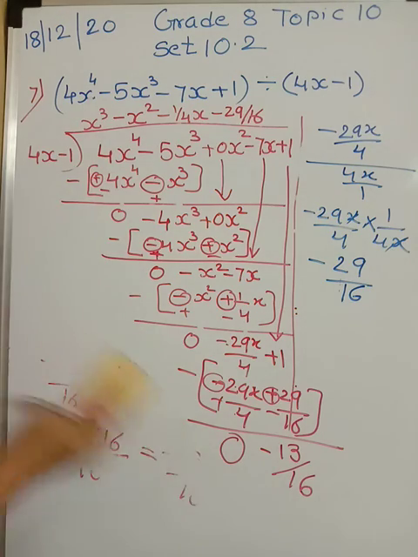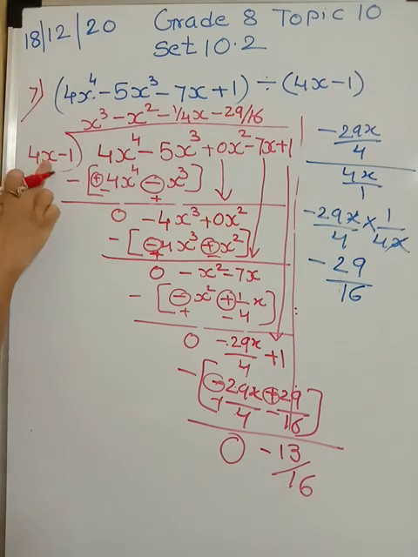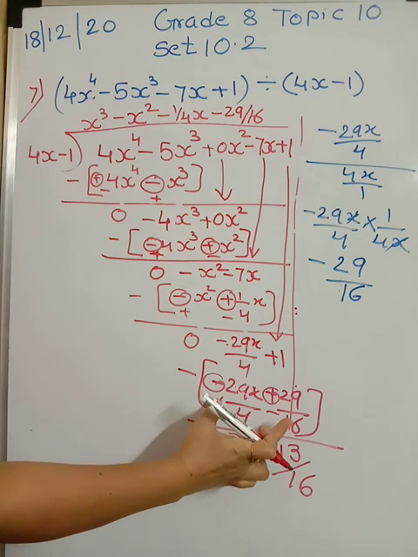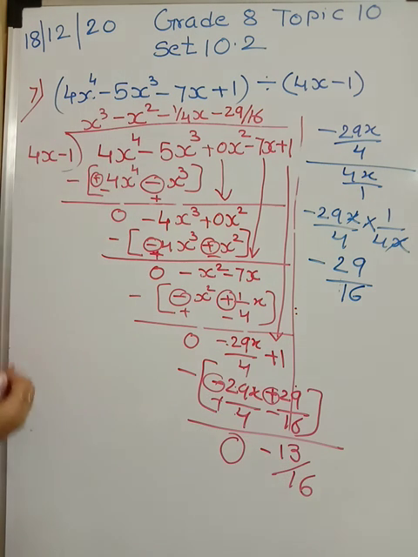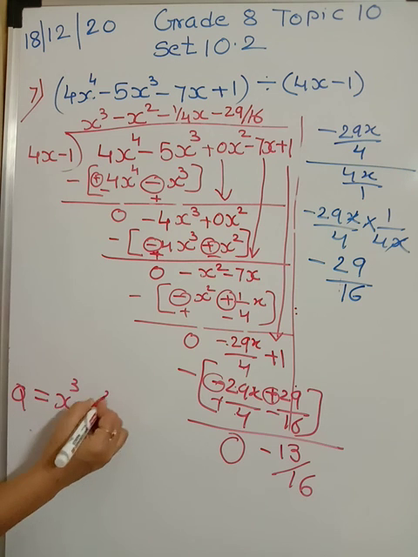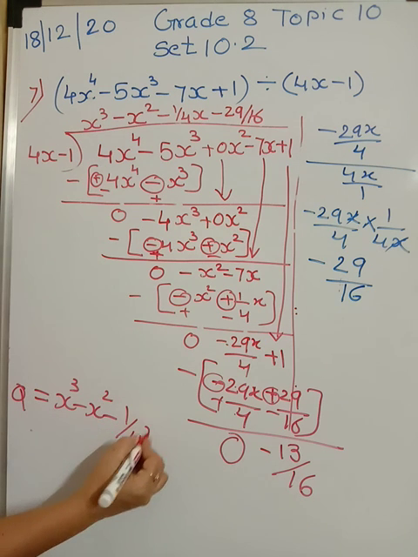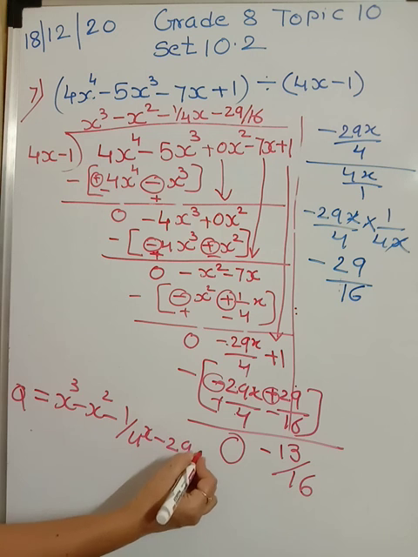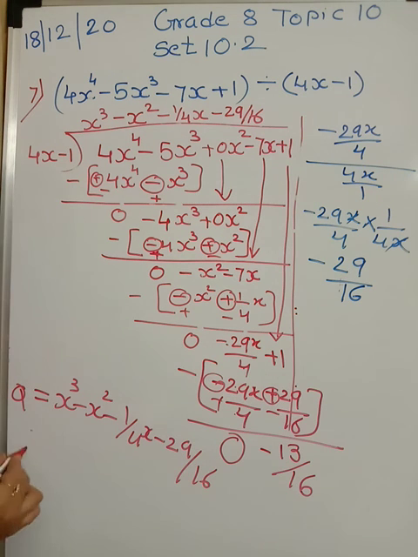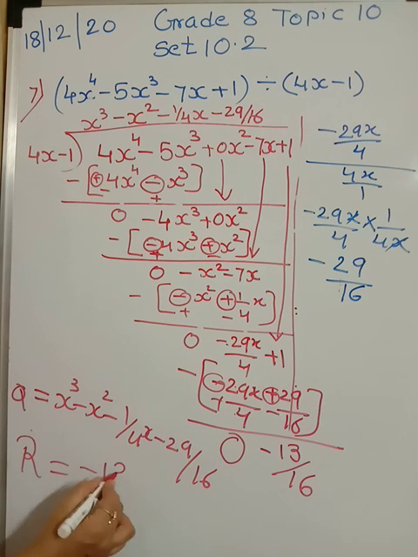I hope it is clear. Okay. Every time you multiply the quotient with this and subtract it from over here. Alright. So what is your quotient? Your quotient will be x cube minus x square minus 1 upon 4x minus 29 upon 16. And what is your remainder? Your remainder is minus 13 upon 16.